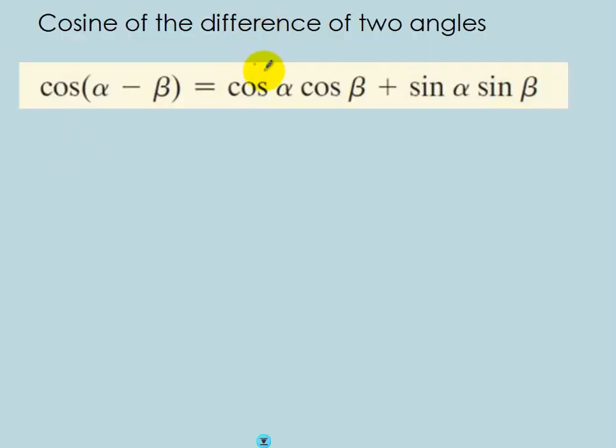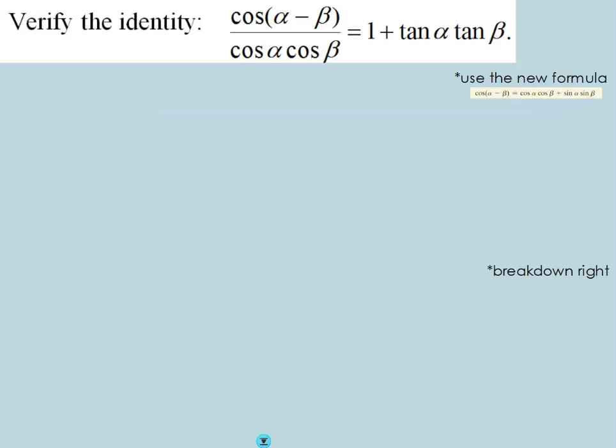Use that cosine is the difference of two angles. So, cosine of a minus b equals all that. So let's actually apply that to a problem to verify an identity. I'm going to verify that cosine of a minus b over cosine of a times cosine of b equals 1 plus tangent of a tangent of b. So we're going to use that new formula. Whenever I see a difference or sum of angles, I'm going to think, hey, I should probably use one of those sum or difference formulas. And I'm going to use the one we just learned.